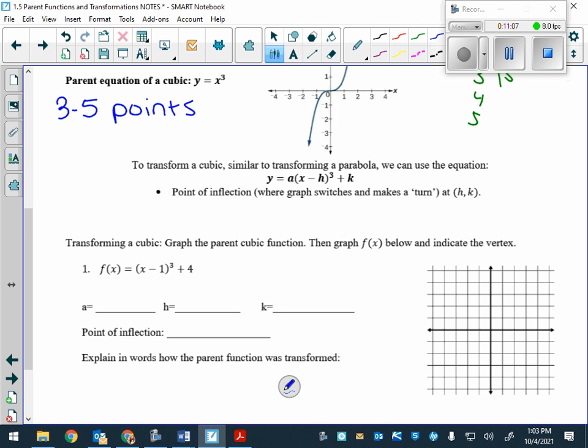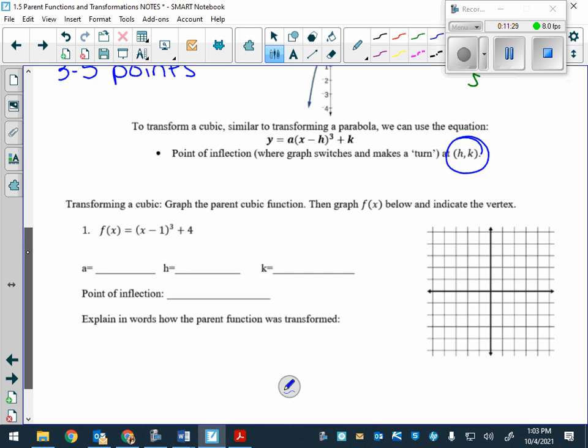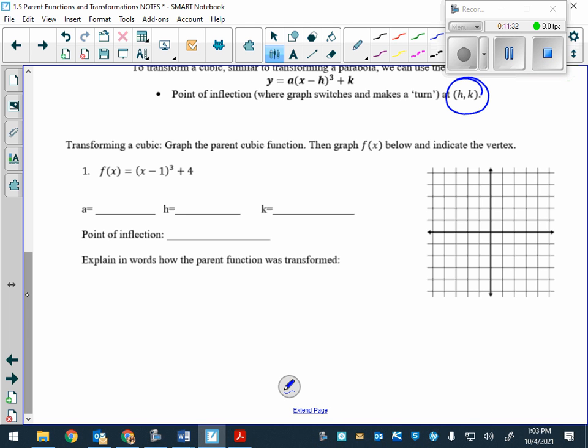Cubic function looks very similar to a line. However, at HK it switches and makes a turn, which is called a point of inflection. Okay? Where it seems like it's kind of going constant and then changing. It's not. It's still increasing. It's just making a turn. Okay? So, for this first one, (x minus 1) cubed plus 4. Keep in mind, all A, H, and K are all going to do the same thing. So, what is my A value?